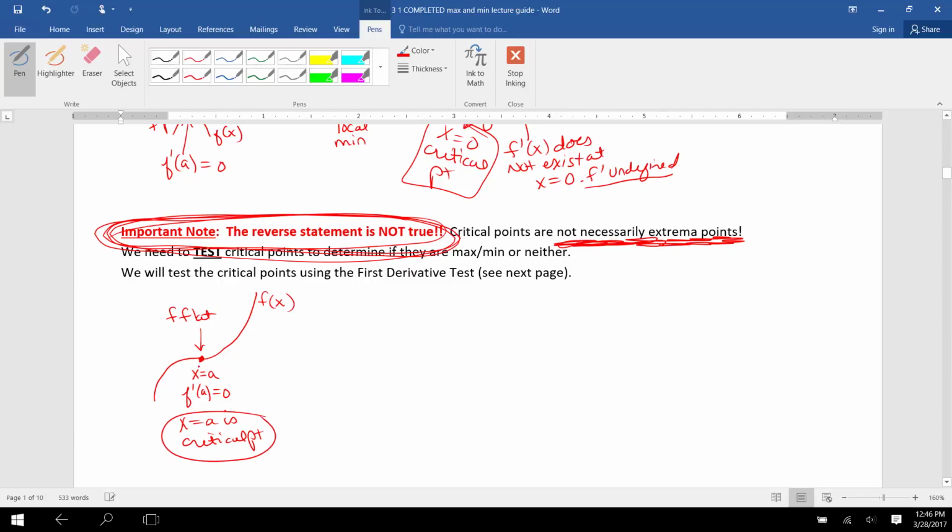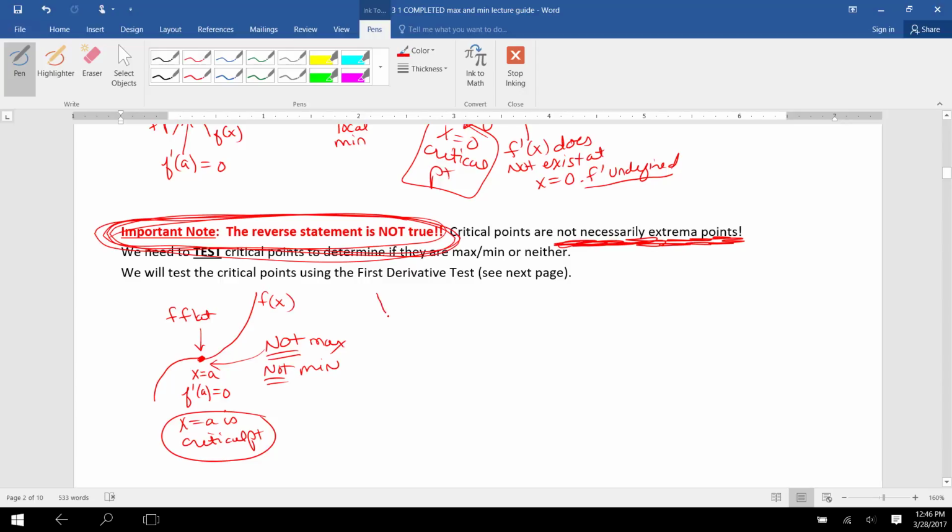But notice it's definitely not the highest point in its local region, and it's definitely not the lowest point in its local region. So x equals a is not a local extrema. It's not a max, and it's not a min, but it is a critical point. So it's possible to have places where the derivative is 0 that are not max or min.